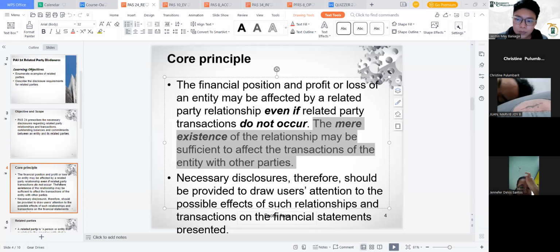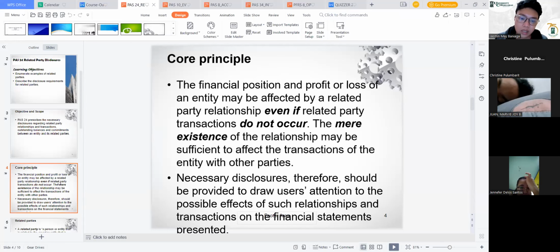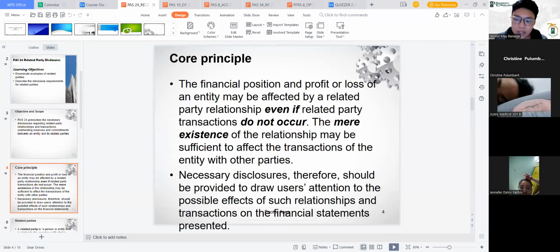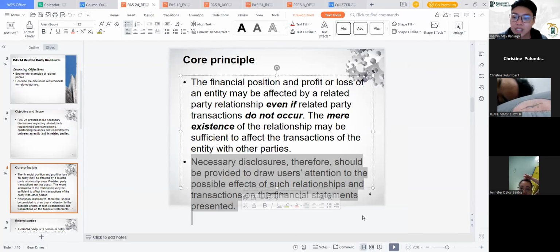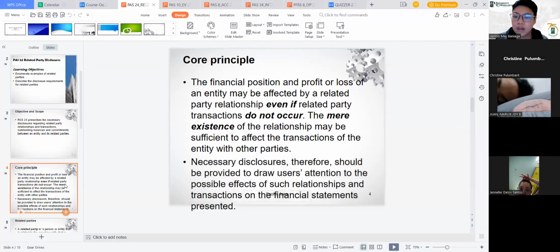So, what are the necessary disclosures? Therefore, they should be provided to draw users' attention to the possible effects of such relationships and transactions on the financial statements presented. Kasi mamaya makikita natin that some related party transactions are involving your family members in the entity or some few close relationship with such. Kaya we need to disclose. That's the importance of PAS 24 so far.